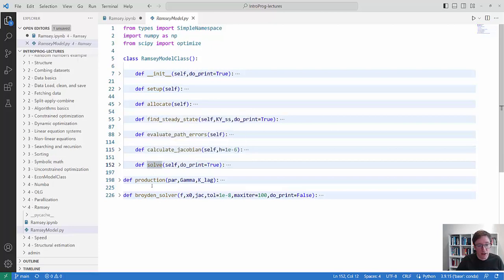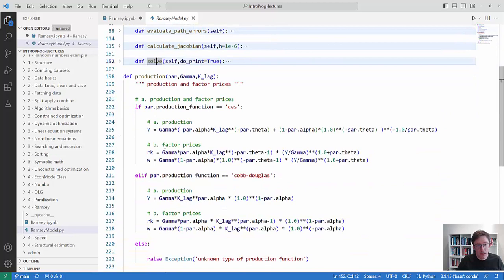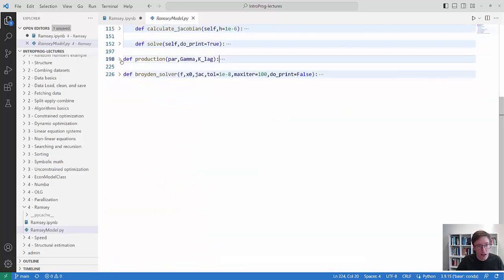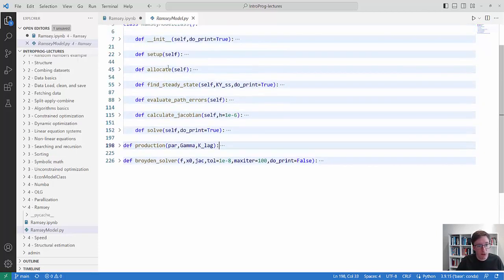And we have two extra functions outside the class. One is the production function. That's simply implementing, once we know our gamma and our k lag, we can just evaluate what production will be and what the rental rate and the wage will be according to the first order conditions of the firm. And then we have a Broyden solver, which I will not go into here, but it's simply a solver which, based on an initial guess and a Jacobian, solves the equation system. You can look into that yourself if you are more interested in how that works.